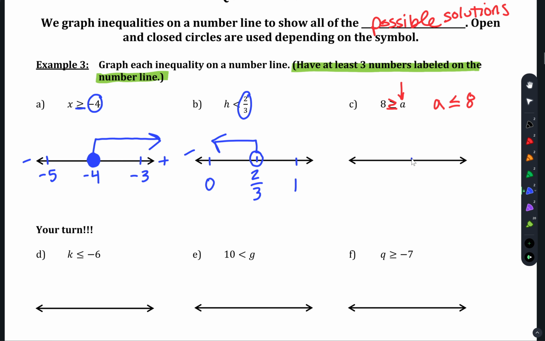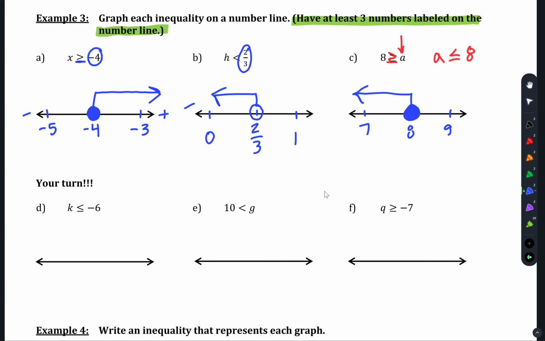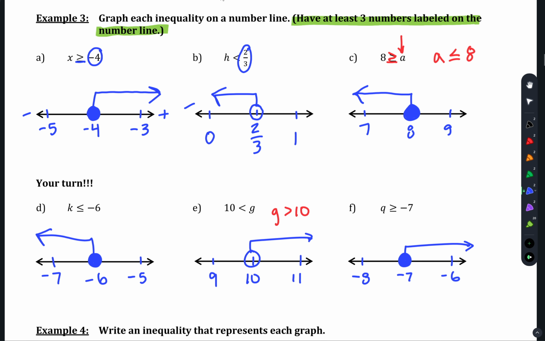8 goes in the middle. I pick a number higher and a number lower. I have that equal sign, so I know 8 is going to be included in my solution, so I'm going to fill that in. And then all the numbers less than or equal to 8 means my arrow points to the left to indicate all the numbers smaller than 8. Go ahead and pause the video and try D, E, and F. All right, here are my solutions to D, E, and F.